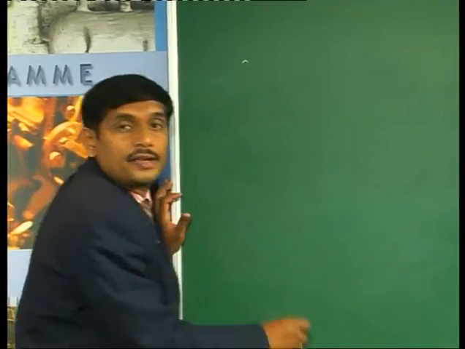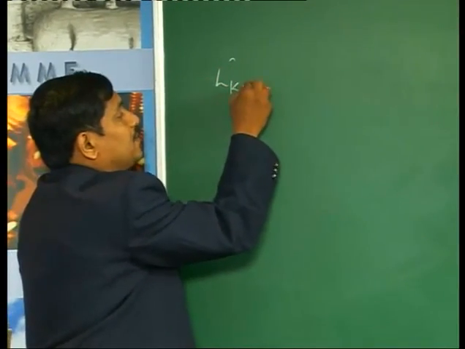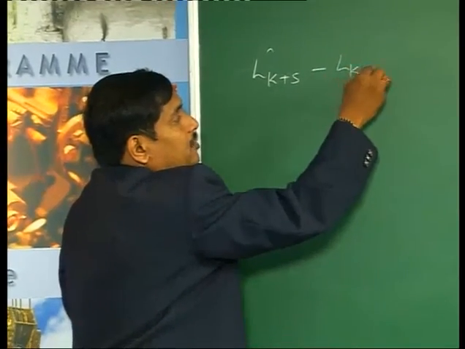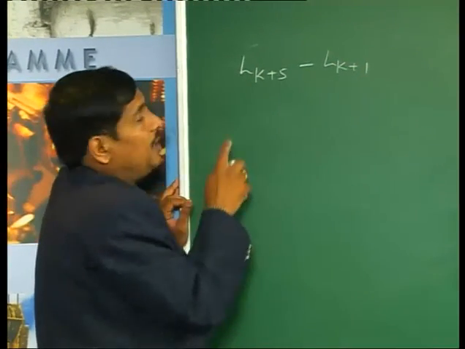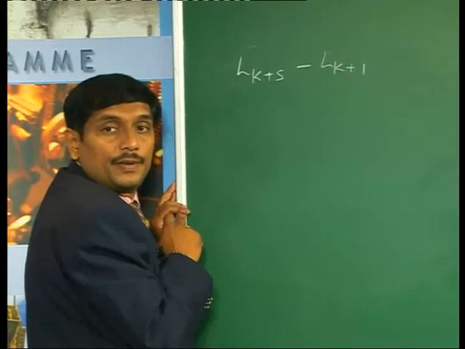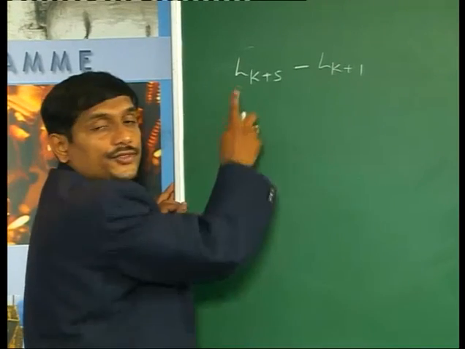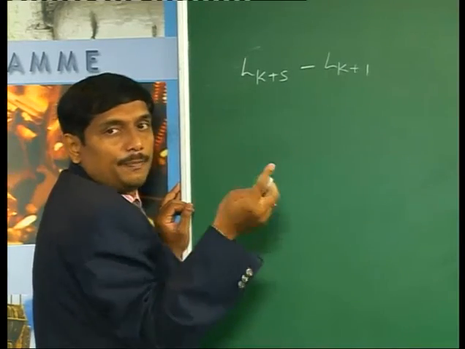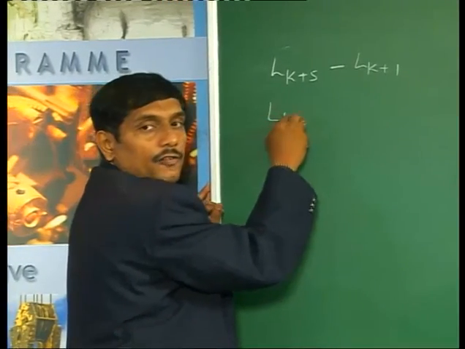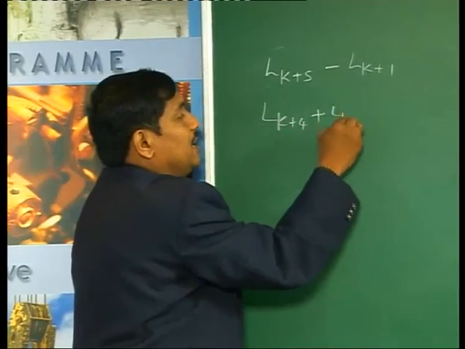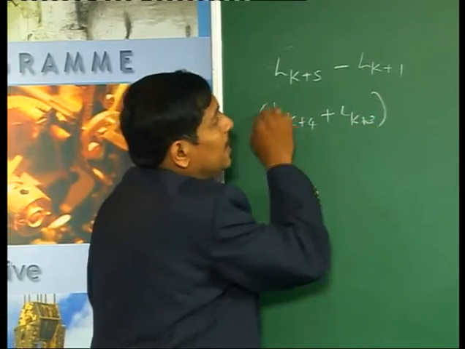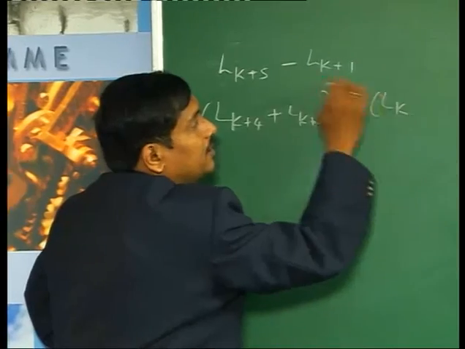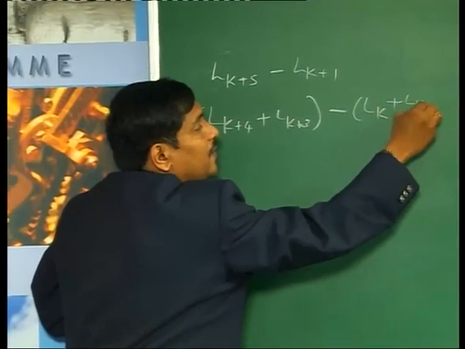We assume that L of k plus 5, the next number, minus L of k plus 1. Here L of k plus 5 can be written in the Lucas numbers as L of k plus 4, the previous number, plus L of k plus 3, minus L of k plus 1, which can be written as L of k plus L of k minus 1.